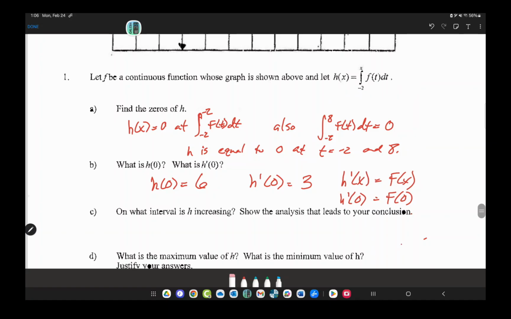On what interval is h increasing? Show the analysis that leads to your conclusion. Where is h increasing? It's where the function is positive. So I recognize h is increasing, now again looking at this graph, from -2 to 3, since h prime is equal to f, which is greater than 0.